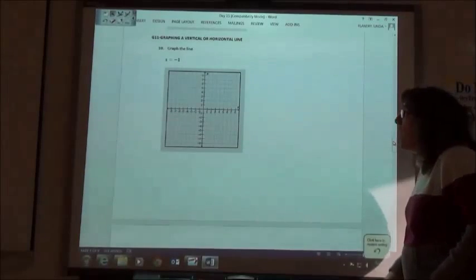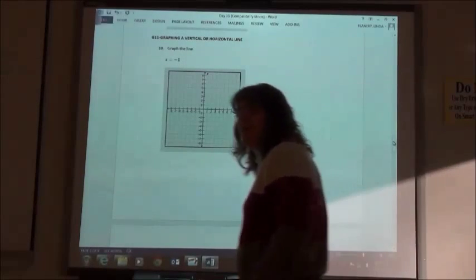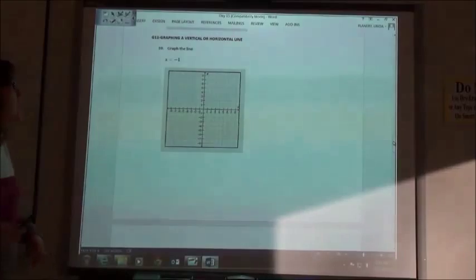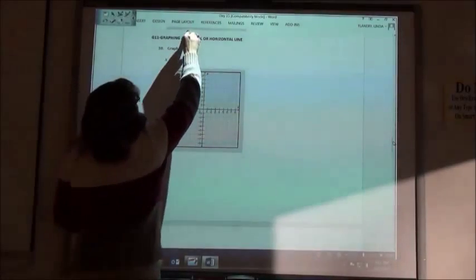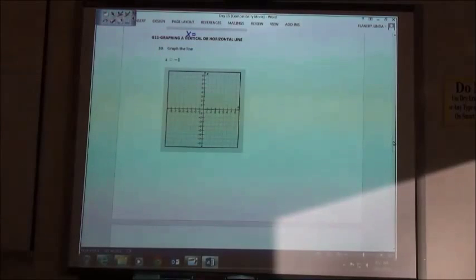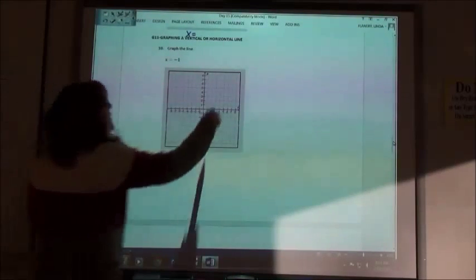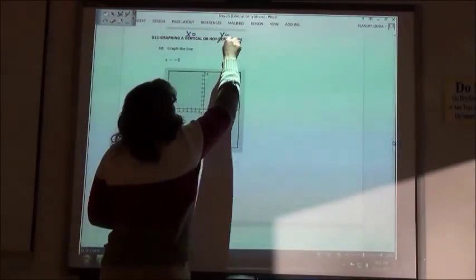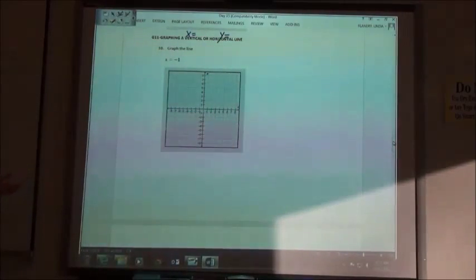Problems 11 and 12 say graphing a vertical or horizontal line. When I'm going to get a vertical line, it always starts x equals, and you just have a number there. You don't have a y value in your equation. When you're going to get a horizontal line, it's always going to start y equals, and you're not going to have an x in your equation.